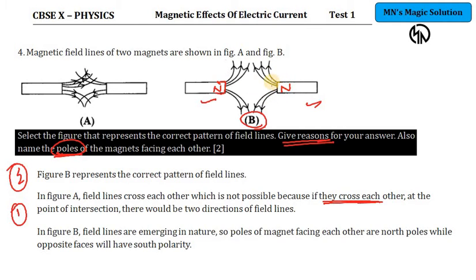Because they are north, due to the force of repulsion the field lines are not coming close to each other, rather they are getting repelled from each other. So in this notion, the two terminals or the two poles are nothing but north poles. Writing that gets half a mark. So totally 2 marks for this question.